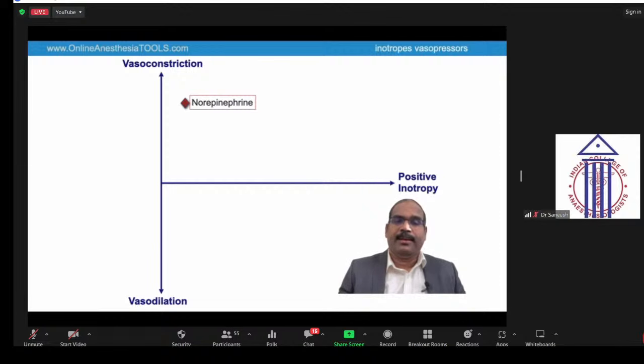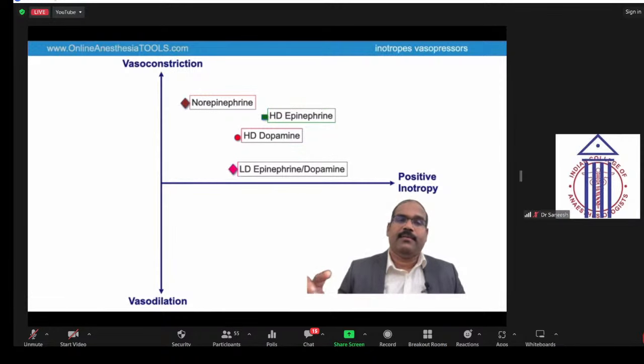When you take norepinephrine, it has a positive inotropic action, of course, and it is predominantly vasoconstrictor, so it is plotted there. Low-dose epinephrine or dopamine is far more towards the positive x-axis, or positive inotropy, and of course a little bit of vasoconstriction is also associated with it. When you look at high-dose dopamine, I have mentioned more of alpha-adrenergic action, so the plot moves further upwards in the y-axis, or vasoconstriction axis, not much forward in the inotropic axis. High-dose epinephrine has more inotropy, but far more vasoconstriction action.